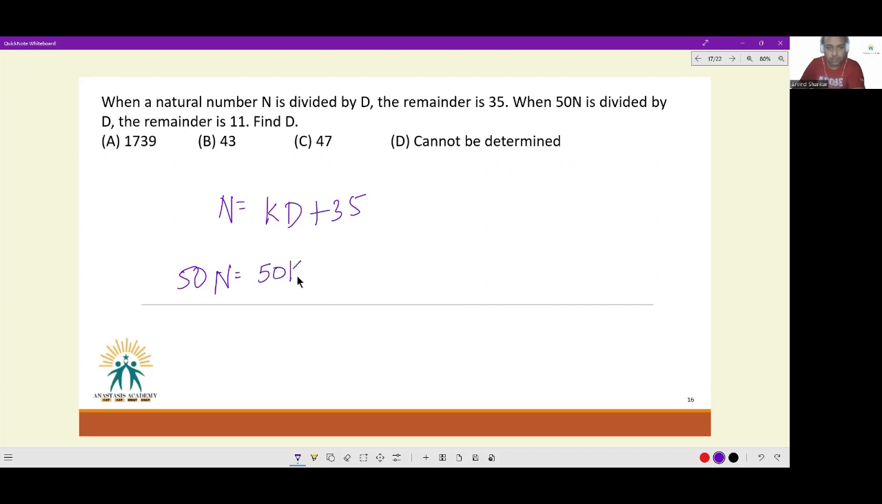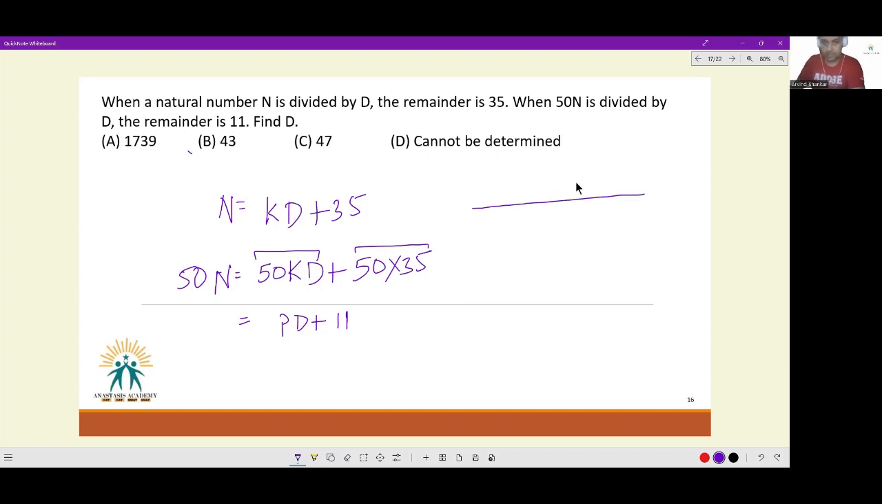So 50 times kd plus 50 into 35. But we are told the remainder is 11. This is as good as pd plus 11. Now I know this portion is divisible by d, but this portion currently is not divisible by d. But how much remainder does it leave with d? It leaves a remainder of 11.